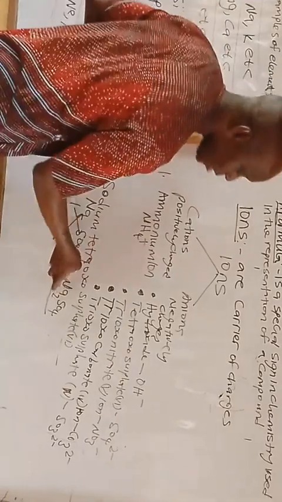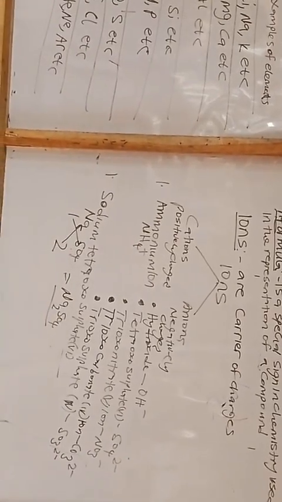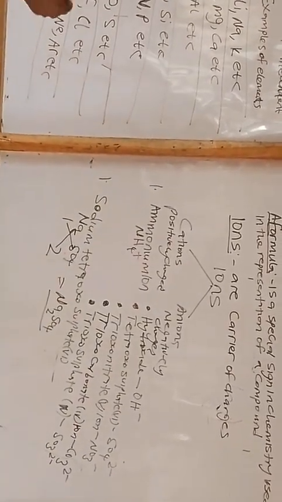That is the correct formula of sodium tetraoxosulfate 6. If the correct formula is not written, probably you will not get this right, because when you get to the calculation part of it, you will understand what you are talking about. So let's look at another example.